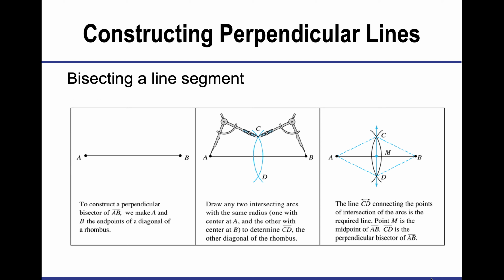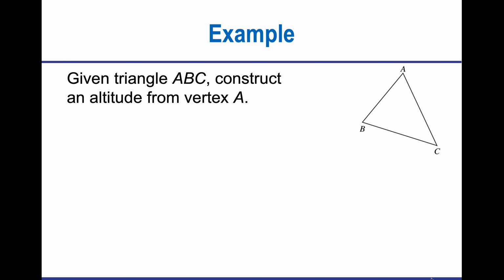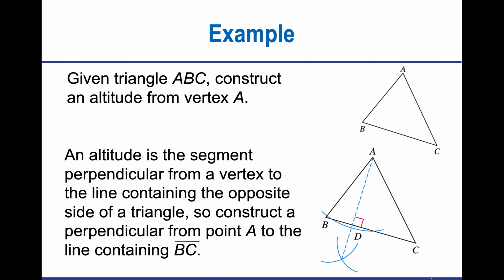If I was going to bisect a line segment, this is what I would use. And it's good to show them where these arcs are intersecting or where you're putting the key points. And that happens because the measurements are equivalent there. So here's an example: given a triangle, we want to actually construct an altitude from A. And if you remember, an altitude is going to be a perpendicular to the line BC.